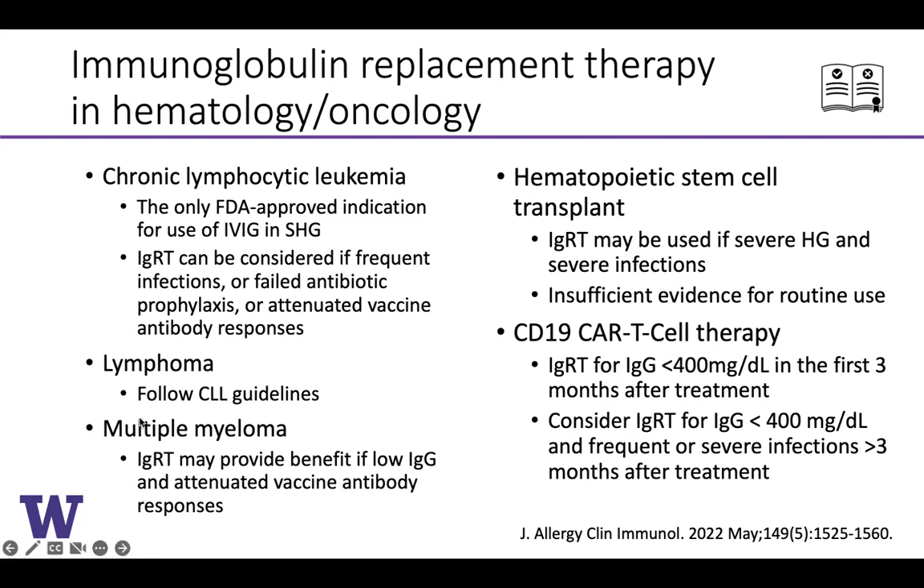For lymphoma, CLL guidelines are followed. There is less information in terms of multiple myeloma and how helpful immunoglobulin replacement therapy is there. But again, we would fall back to the flow chart recommendations. With the CD19 CAR T therapy, in the first 3 months, many patients will have severe hypogammaglobulinemia, and so if they do, that would generally be recommended.